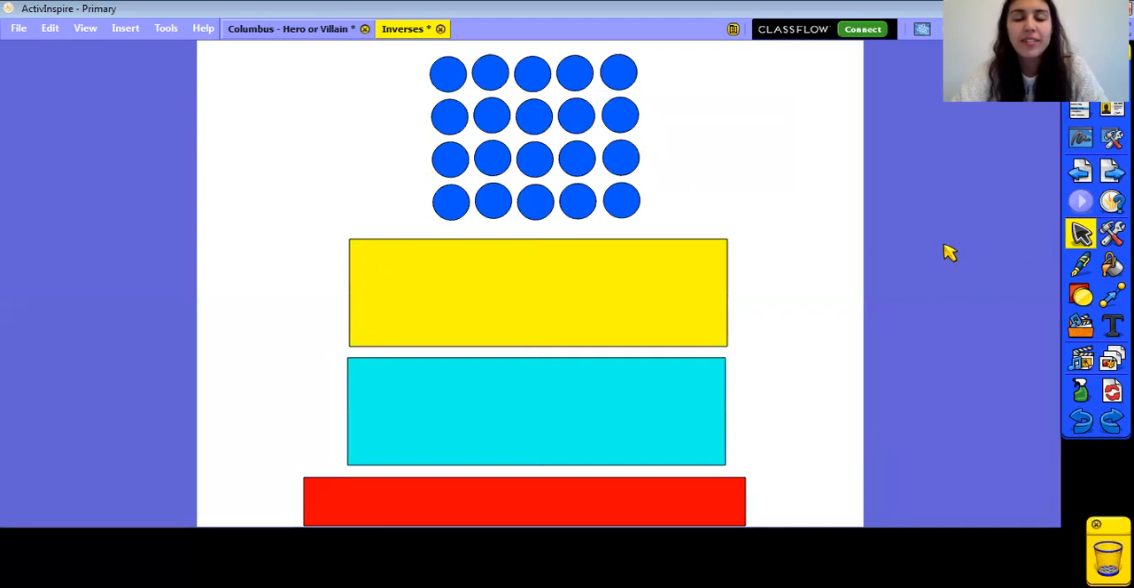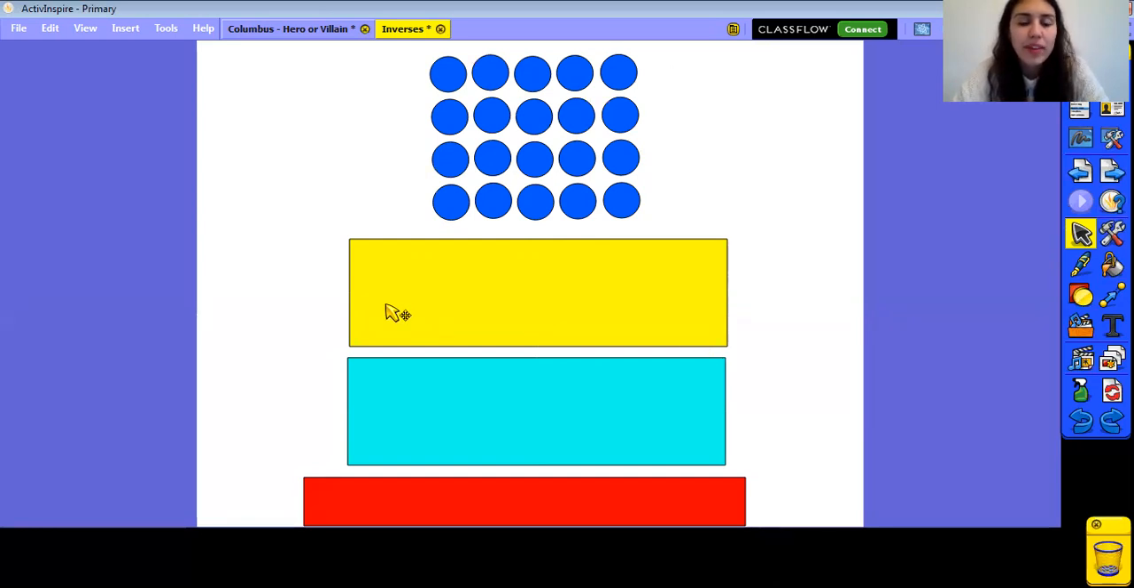So now, can you remember what this is called? It's an array. Well done. So an array is a way of representing multiplication and also division. And it's showing you the 2 different ways that we can make our groups of. Remember, we could make our groups going horizontally along the rows, or we could make our groups of going vertically down the columns as well.